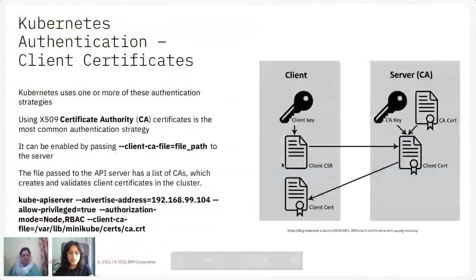So one of the ways you can handle this authentication is through client certificates. For client certificates, we use certificate authorities, or CAs, which will help us to create and validate certificates in the cluster. So typically we use X509 certificates, and you can see an example here about how we do this through commands for our API server.